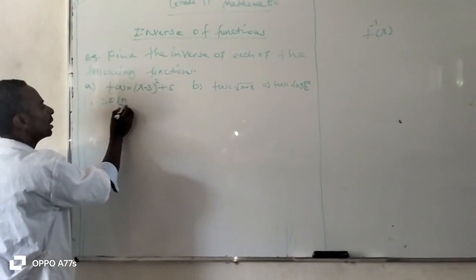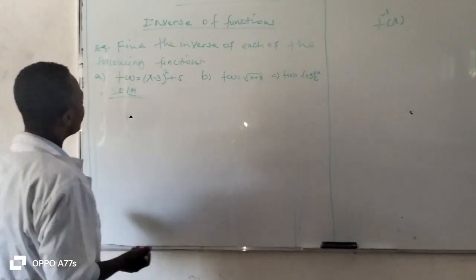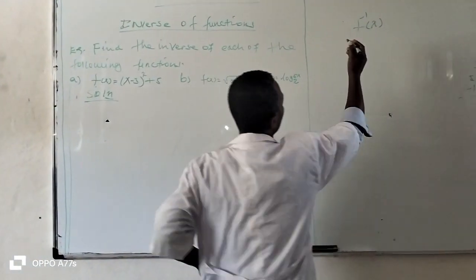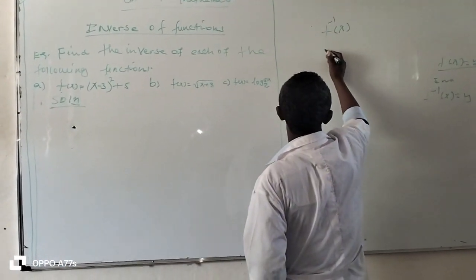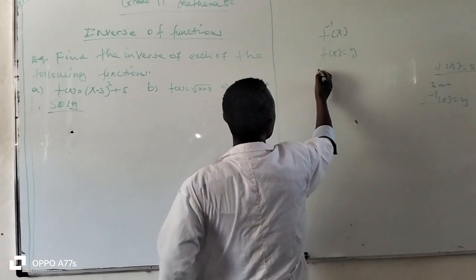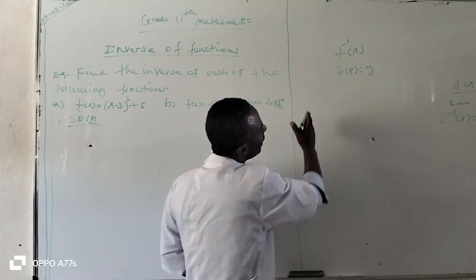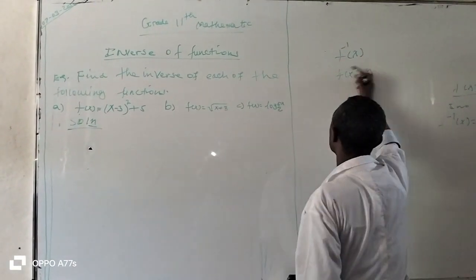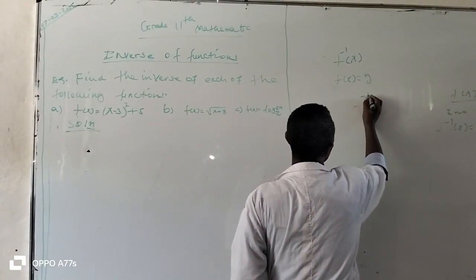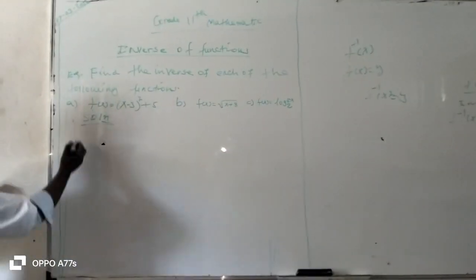Solution. We know how to find the inverse of functions. First we write f of x as y, and then we interchange x and y. After interchanging x and y, we solve for y in terms of x, and finally we write f inverse of x is equal to y. Now let us solve this example.